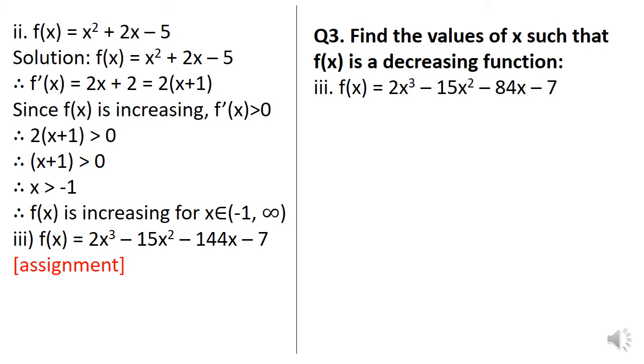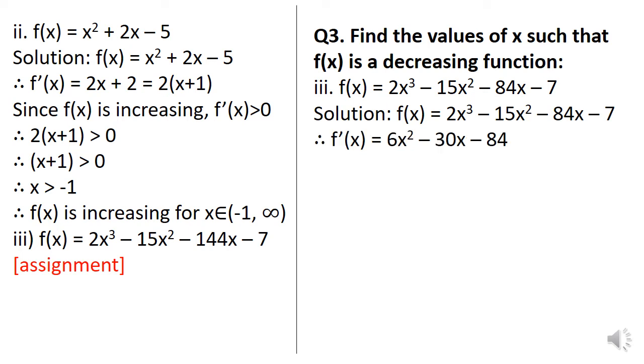I did the third question somehow initially. The first question and third question are very similar, so I just did the third question over here. So f(x) is 2x cube minus 15x square minus 84x minus 7. First find f dash x, which comes out as 6x square minus 30x minus 84. We can take 6 common and the bracket comes out as a quadratic equation.